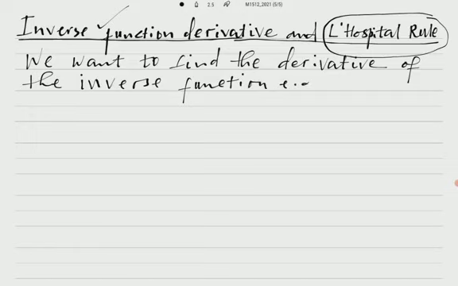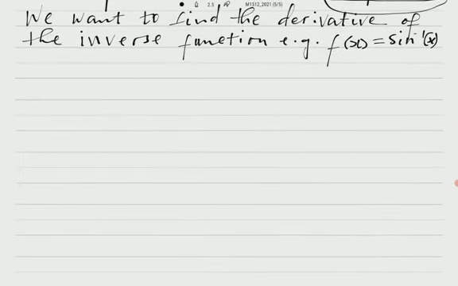So e.g., let's take, it could be f of x, which is equal to sine inverse of x. So if somebody gives you this type of function, how do you get the derivative here? That's what we want to look at.